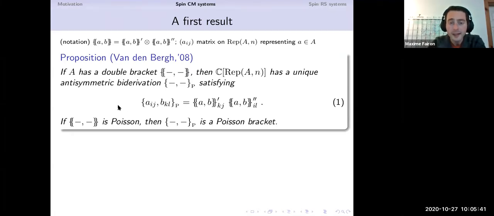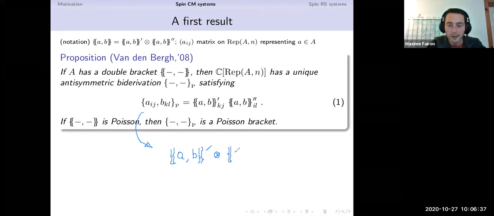Okay, so what is the rule to define this operation on the representation space? Well, it is as follows. If I want to evaluate this bracket on the representation space between the ij entry of the matrix representing the element A and the kl entry of the matrix representing the element B, maybe I should write it, it's easier. So to really understand what you have to do here, the first thing to remember is that you can compute the double bracket of A and B. Because of my notation, I can write this double bracket as double bracket prime tensor double bracket second.